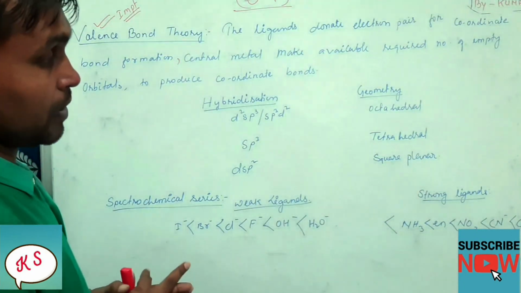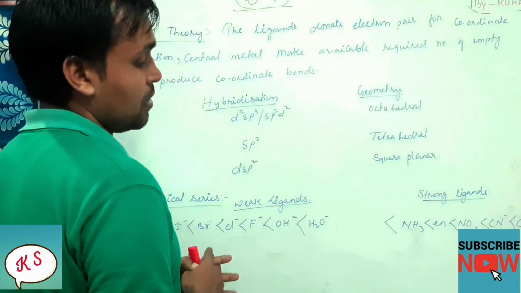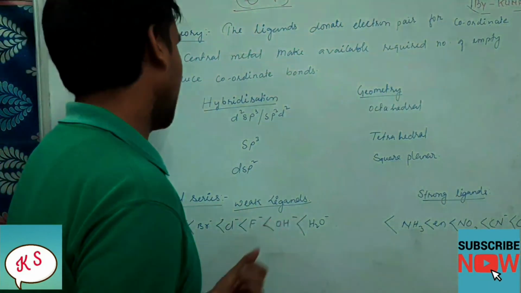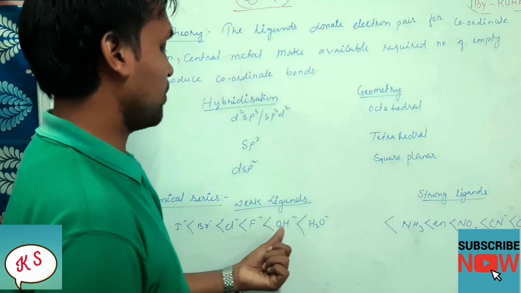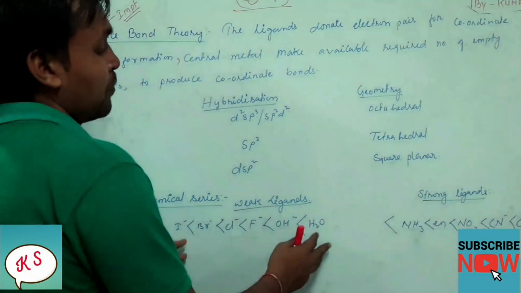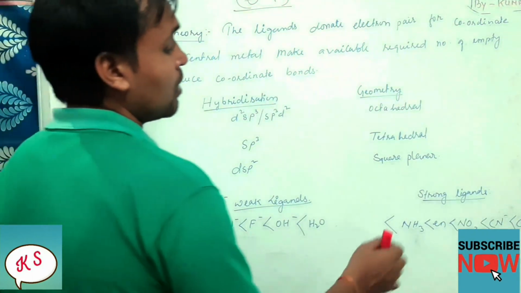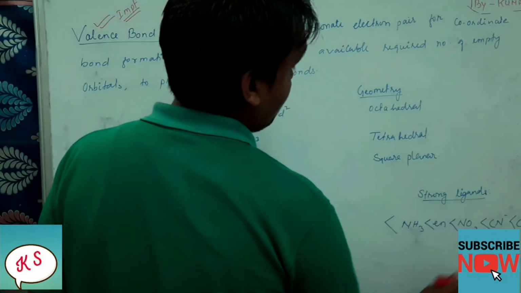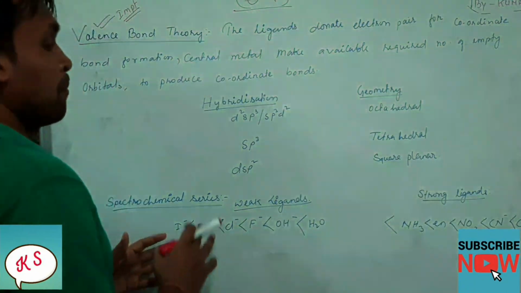Now the spectrochemical series. In a spectrochemical series, we are going to discuss strong field ligands and weak field ligands. These are the weak field ligands: I negative, Br negative, Cl negative, F negative, OH negative, H2O. There is no negative on water. And these are strong field ligands: NH3, en, NO2 negative, CN negative, CO. These are strong field ligands. You have to remember this.